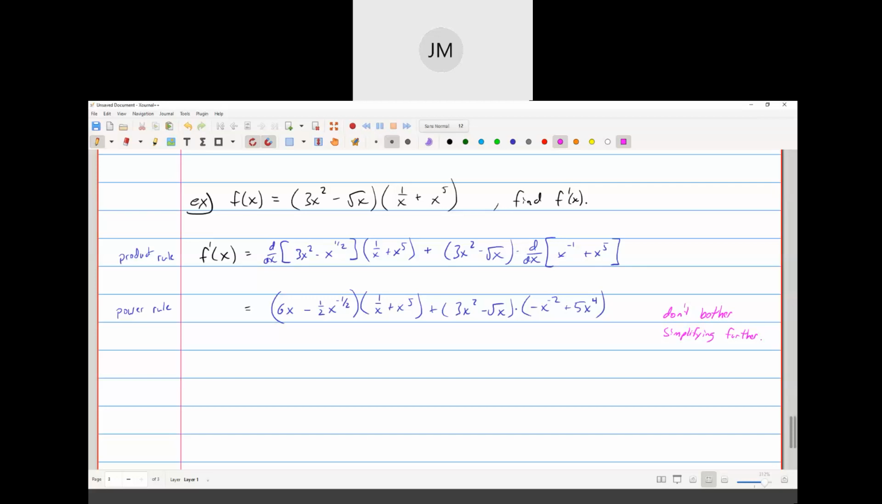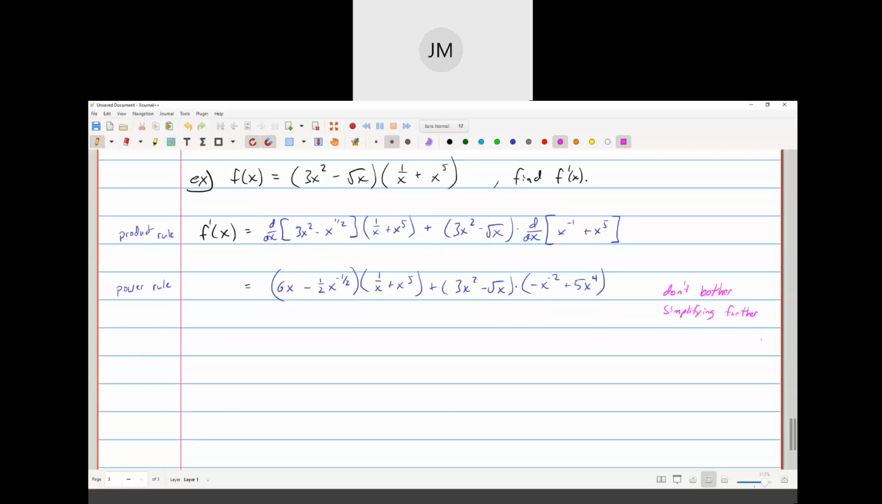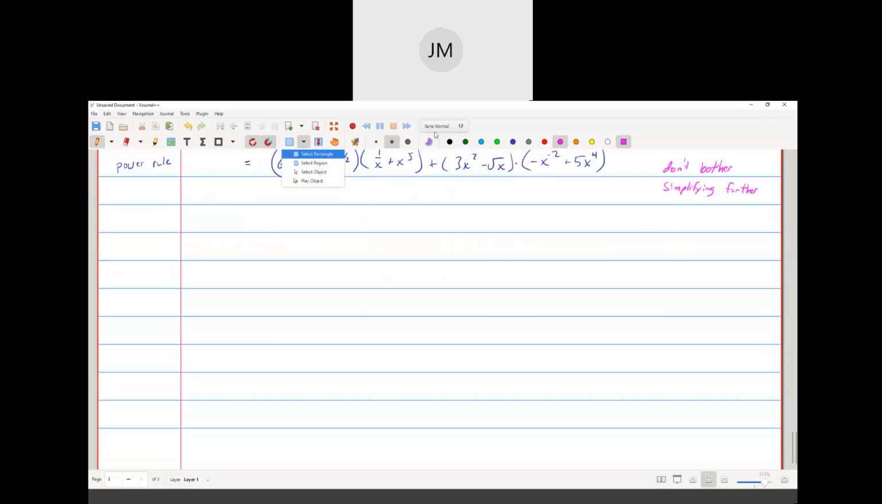Like if I was going to take another derivative, I would probably want to simplify first so that I'm using simpler rules as opposed to more complicated ones. Okay, let's see if we can prove the product rule.